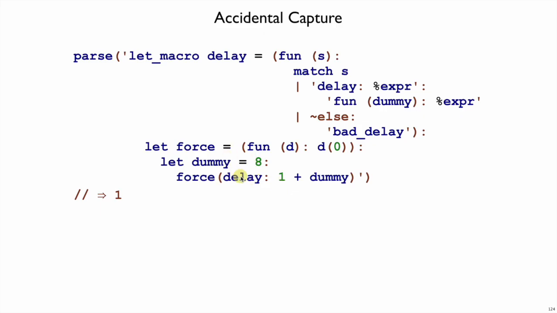But what actually happens is that this delay macro expands to introduce another dummy here. And so this dummy in the body of the delay is actually going to see that dummy argument of fun. It will be 0, and so we'll get 1 out. So this is called accidental capture, because the macro introduced this dummy variable that accidentally captured uses that were in the expression.